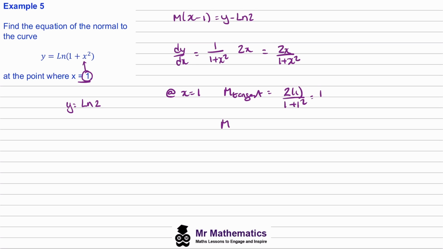So the gradient of a normal will just be negative 1. So we'll have negative 1 will equal y minus the natural log of 2. We'll expand out this bracket, negative x plus 1, and we'll move the natural log of 2 to the left-hand side. And this will be the equation of that normal.